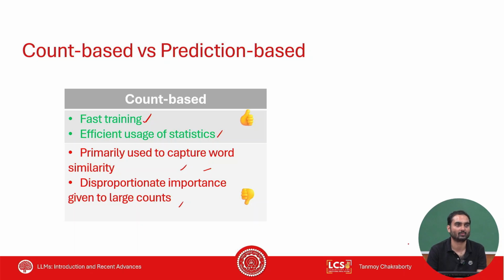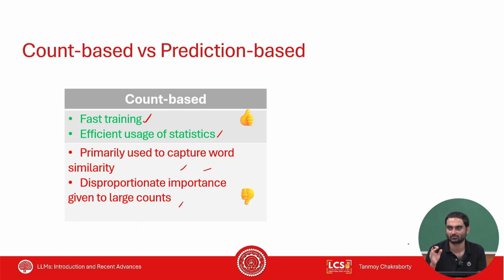It gives disproportionate importance to highly frequent co-occurrences. If two words co-appear so many times, let's say two stop words co-appear so many times within the same window, it will not be able to give them low weightage. Well, we know that stop words co-appear so many times.